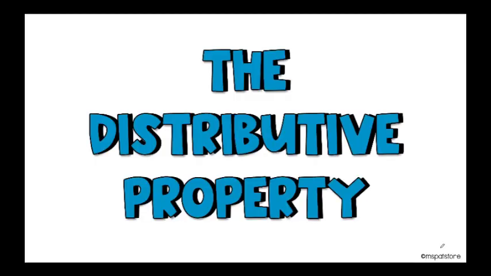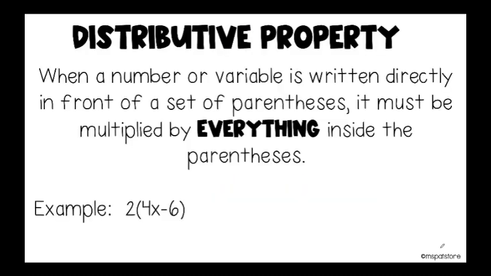In this video, we're going to be talking about the distributive property. In case you forgot about it, it's basically when a number or a variable is written directly in front of a set of parentheses and it must be multiplied by everything inside the parentheses. For example, if I have here 2 in between parentheses for x negative 6, this is basically telling me to multiply this number that is right in front of the parentheses by each one of the terms inside.